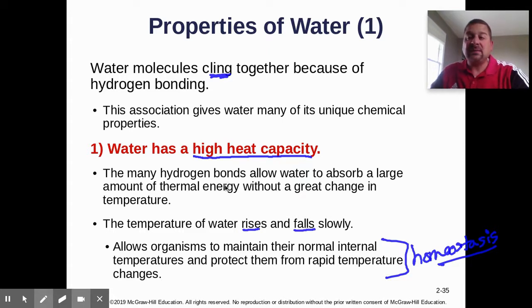And that's important in human systems because we're mostly water, right? 75% water, and also with ecosystems.